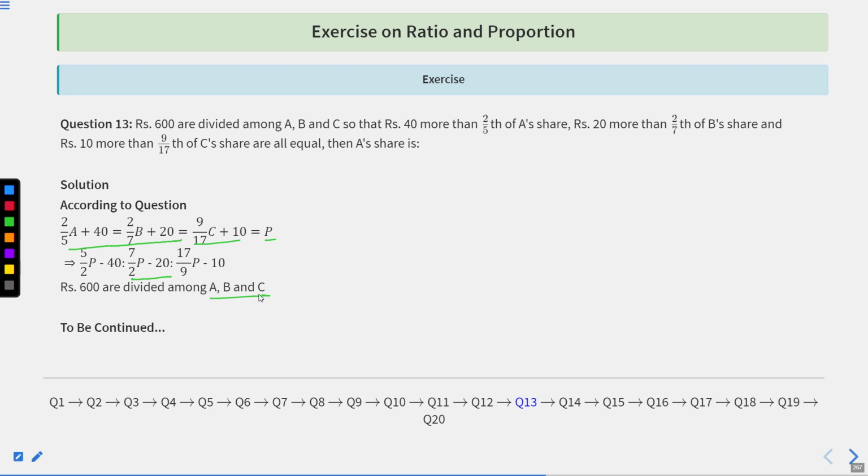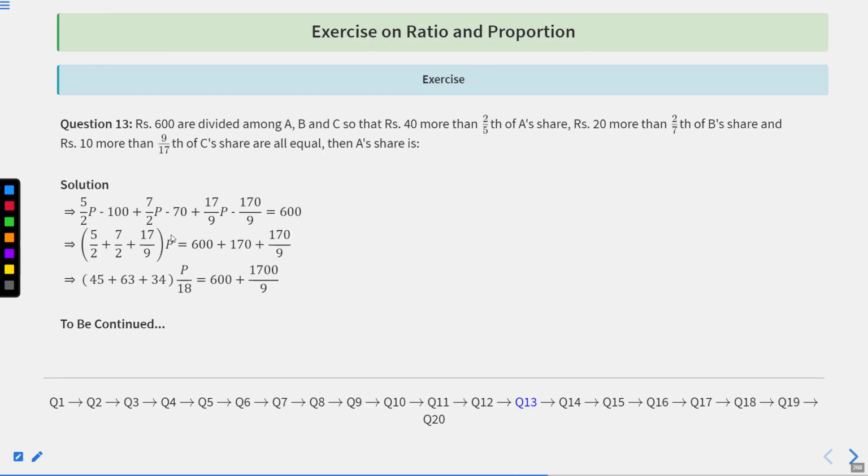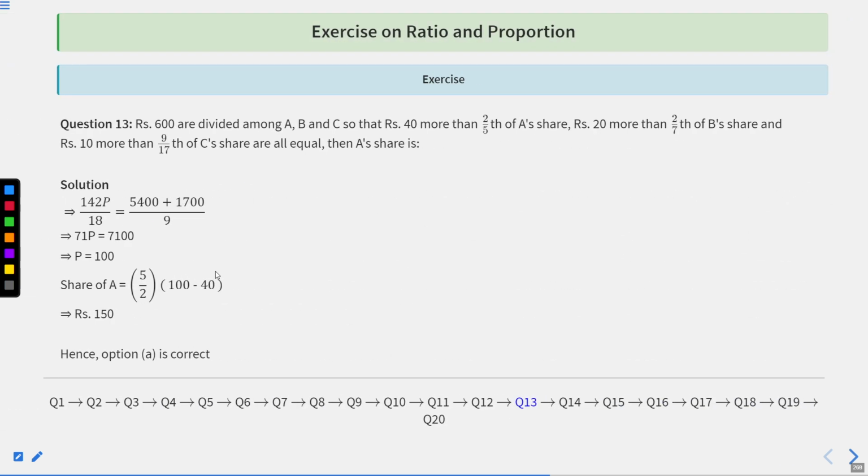Rupees 600 are divided among these three, so the sum of these shares is going to be 600. When you simplify this, you will get (5 upon 2 plus 7 upon 2 plus 17 upon 9) P is equal to 600 plus 70 plus 170 upon 9. When you simplify this further, you will get P equal to 100. So the share of A is going to be 5 upon 2 P minus 40, that is 150. So the correct option here is option A.